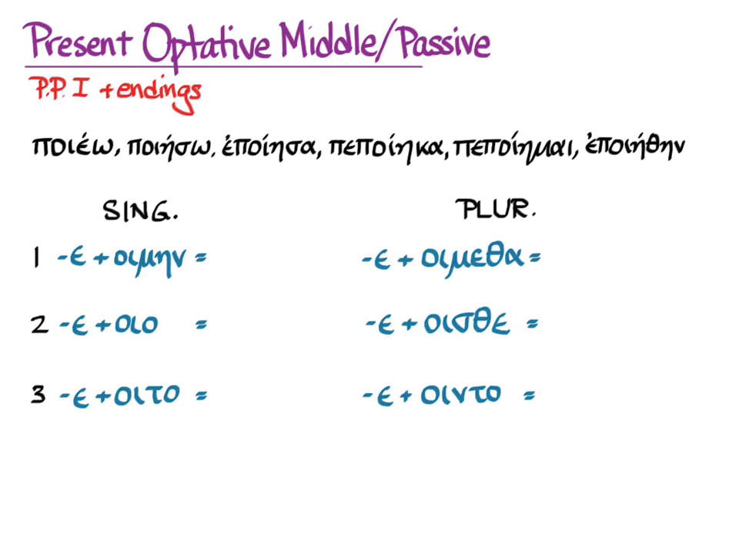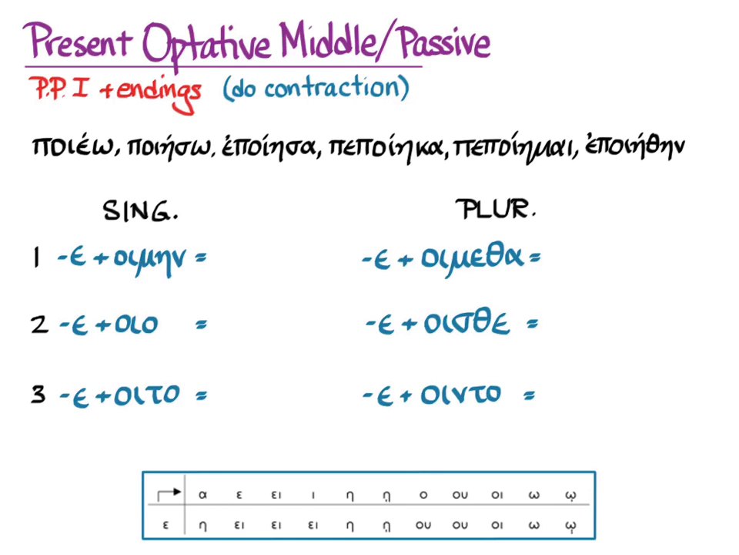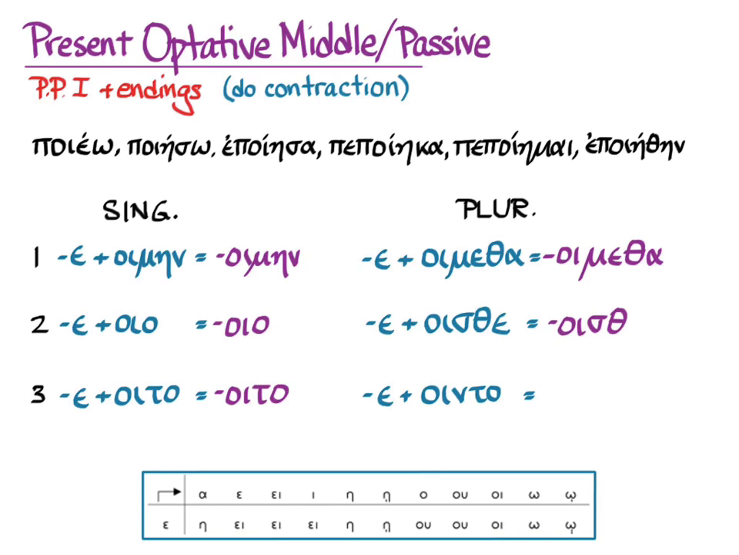First principle part and endings, epsilon and endings that we know, do the contraction, and you get -oimein, -oia, -oita, -oimetha, -oista, -ointa. And the accent is recessive with the contraction rules. I'm happy to report that the present optative middle passive has no alternative forms in Attic, and these are the only endings you'll have to deal with.